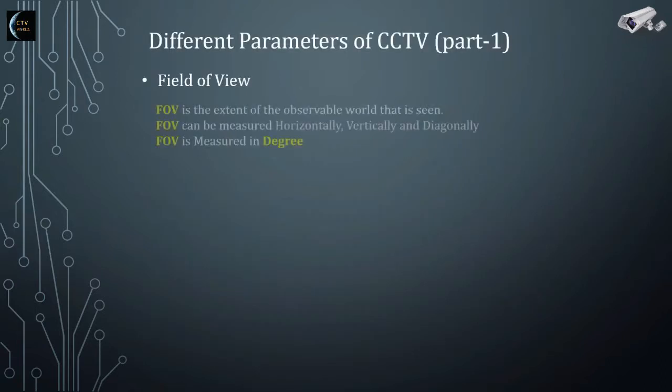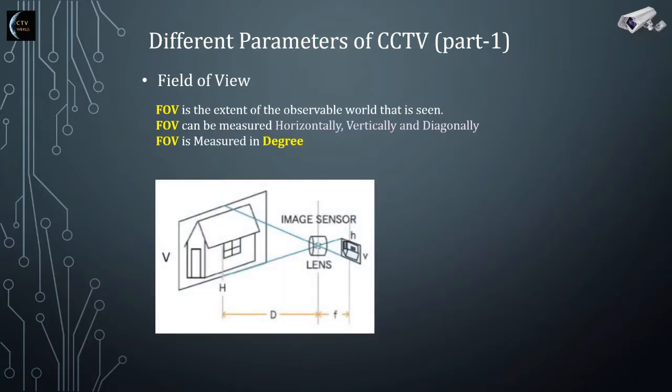Field of view is the extent of the observable world that is seen. Field of view can be measured horizontally, vertically, and diagonally. It is measured in degrees. Here in the image, as you can see, V and H are the vertical and horizontal field of view respectively. And if we take the diagonal of this rectangle, it is known as the diagonal field of view. So in other words, field of view is what the lens is seeing in the frame.